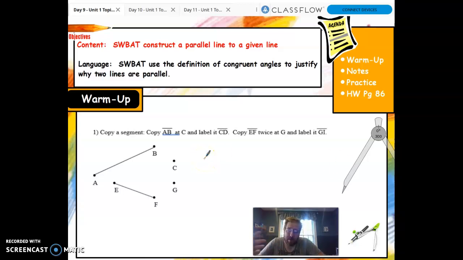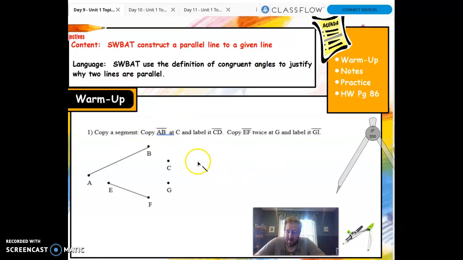So first, starting off, today we're going to be doing parallel lines, and we're going to start off with a warm-up where we're going to be copying a segment, and with segment addition, which is what we did in the very last video.